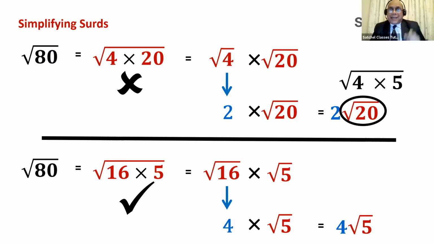So where was the catch? Where did we go wrong in the first case and correct it in the second case? The idea is not simply to write it as a square number times any other number. The square number which you write has to be the biggest possible square number. So 4 times 20 is good, but 16 times 5 is better. 16 is a bigger square number which I can split 80 into. So make sure that you understand that thumb rule.